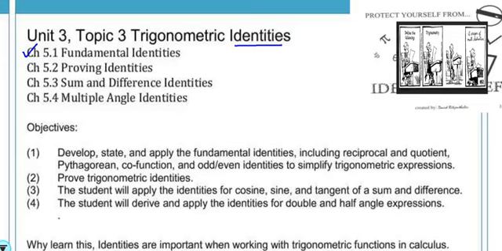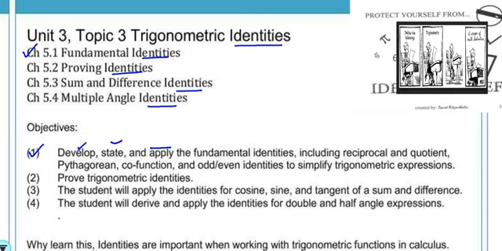Honors Pre-Calculus students, this video is about trig identities. I'm going to introduce the fundamental identities in this video, but overall we are in Unit 3, Topic 3, which is all about identities: fundamental identities, proving sum and difference identities, and multiple angle identities. But we are only going to cover in this video the first objective, which is to develop, state and apply fundamental identities. The apply part we will do in class, but I'm going to talk about what they are.